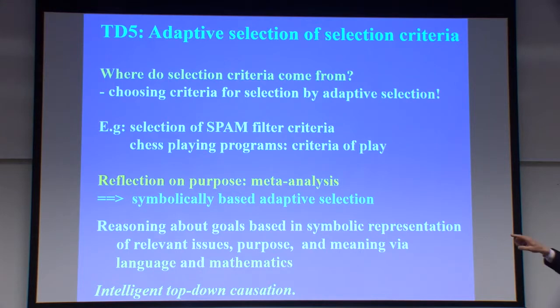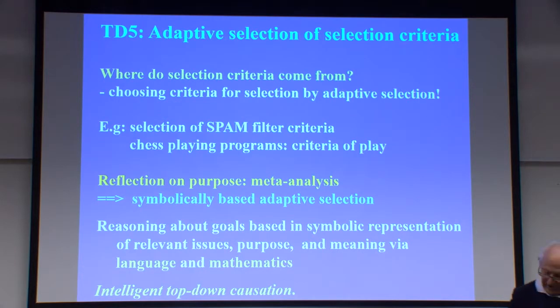real intelligence. So an example is selection of spam filter criteria. So you've got a spam filter which is sorting out the stuff you want to let through or not. Someone has to choose the criterion for the spam filter. That's the higher level thing. Chess playing programs, what's the criteria of play in your chess playing program? And that again, the chess playing program is trying to achieve certain goals in an adaptive way, but you can change the goals at a higher level. And in the mind, reflection on purpose, meta-analysis.